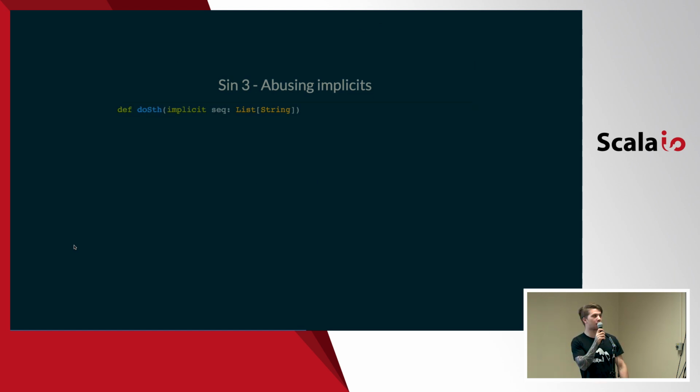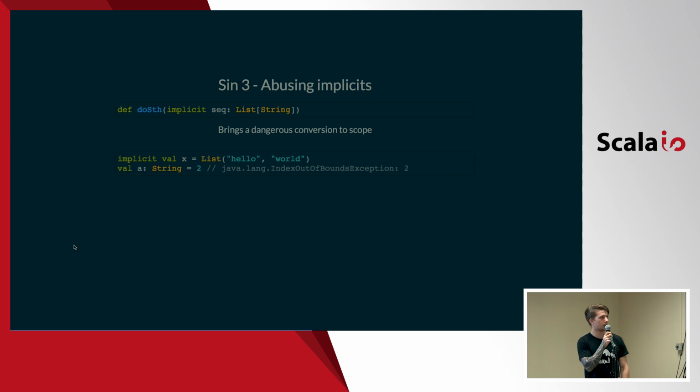Another case, implicit parameters. If you can see, it's a method with an implicit parameter of type list of string. What is tricky about this is that list is actually a conversion from int to string in this case, because from the index to the values. So a dangerous conversion is brought to our implicit scope. And if you create a list with 2 values and say, I want a string, but I use the value 2, it's going to be implicitly converted to the string through a list apply, and you're going to end up with an index out of bounds exception, which I think is nothing you would expect.